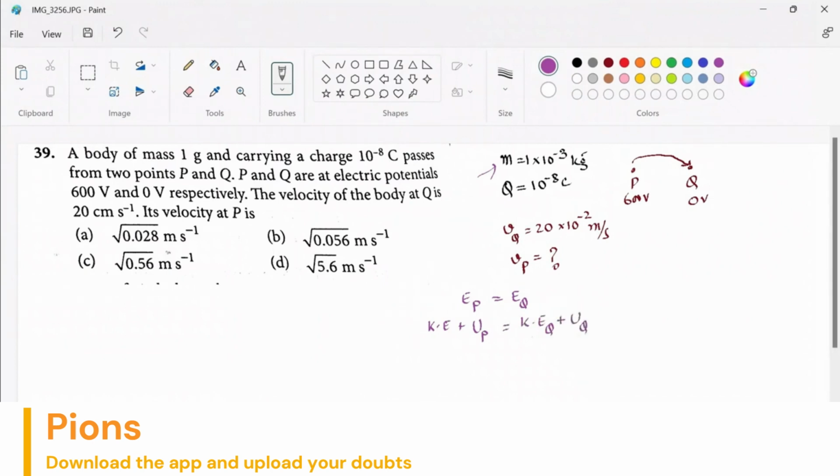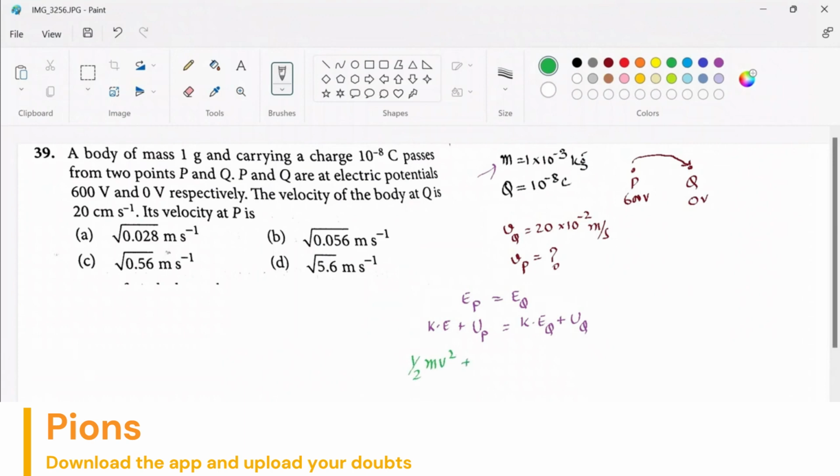I hope this is clear. If something is moving from one point to another point, it will have some kinetic energy and it will have some potential energy. So the sum of kinetic plus potential at one point will be equal to the sum of kinetic plus potential at the other. What's kinetic energy at point P? Half mv square.